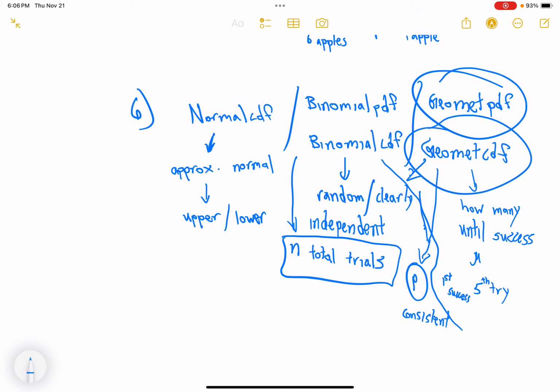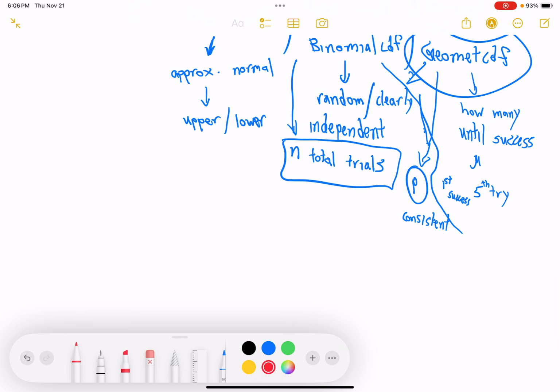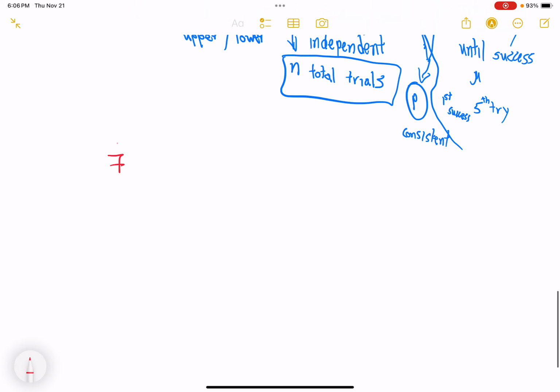And know when to do PDF versus CDF, and know how to do equals to, greater than, less than, greater than or equal to, or less than or equal to. All that practice, you know what I'm talking about. Just know that stuff inside out and backwards, know what you're doing. Number 7.